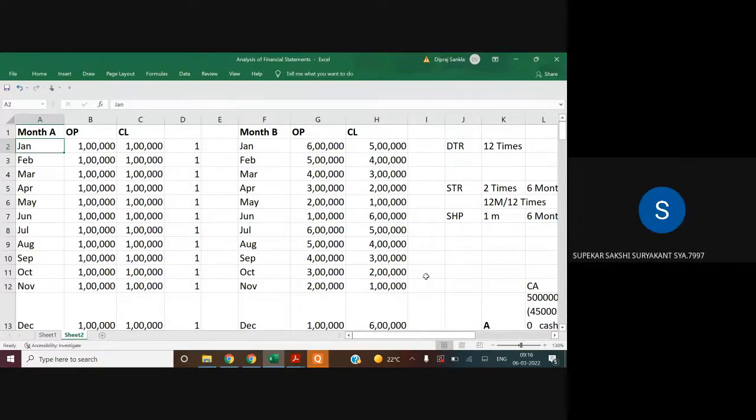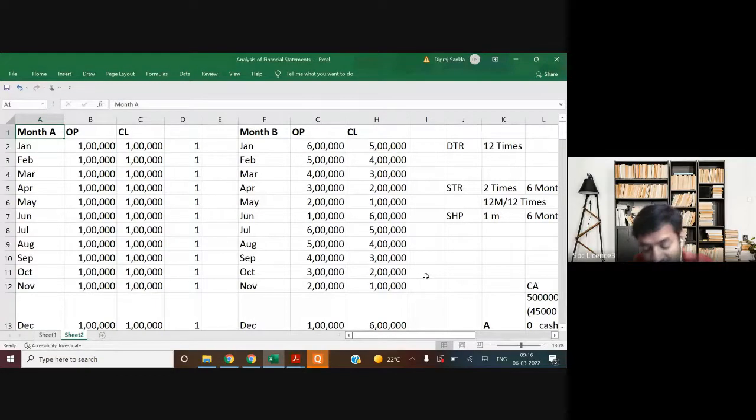Debtors turnover ratio. I'll give you one simple example. Let's say this is the opening balance of debtors, 1 lakh, and this is the closing balance of debtors. Let's say there is a customer S, and these two companies sell their product to the same customer S. Now here, the policy of both companies is the same.